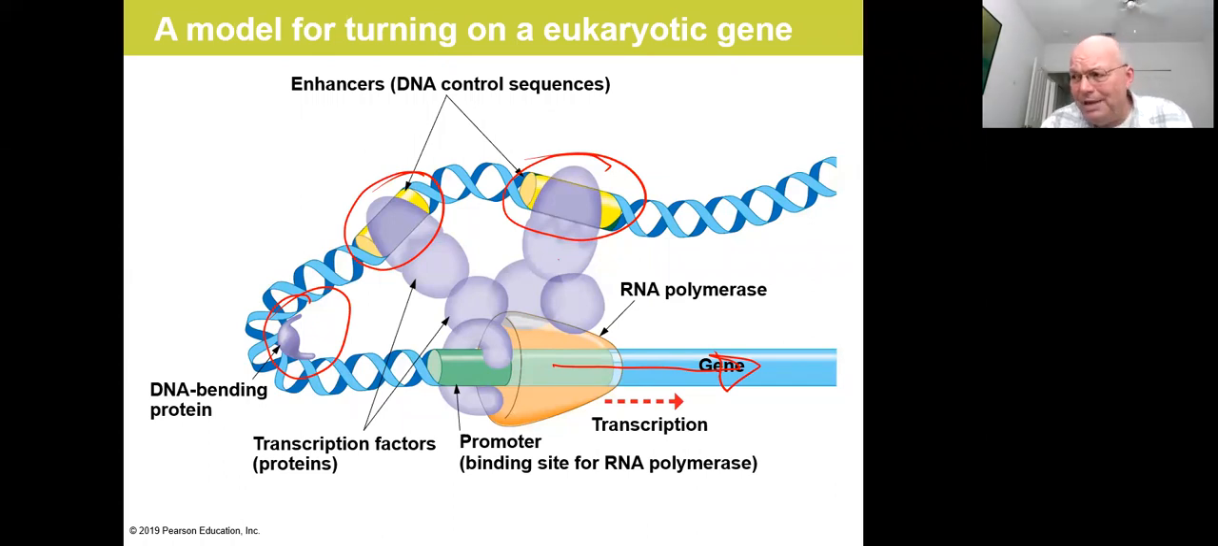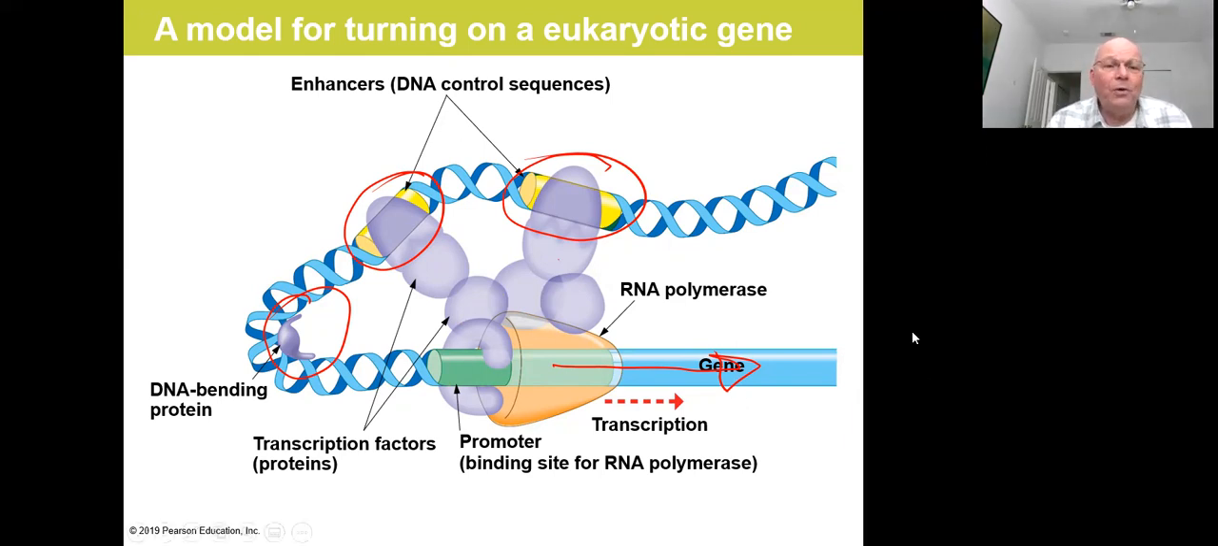The subsequent bending of the DNA to bring the activators close to the promoter is what sets up the complex of transcription factors that then aid the binding of the RNA polymerase to the gene so it will be transcribed. So it's a pretty complex setup, but it works.